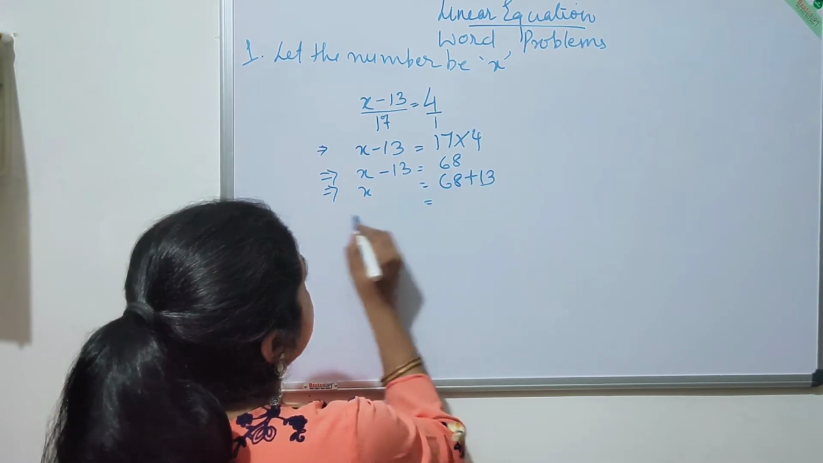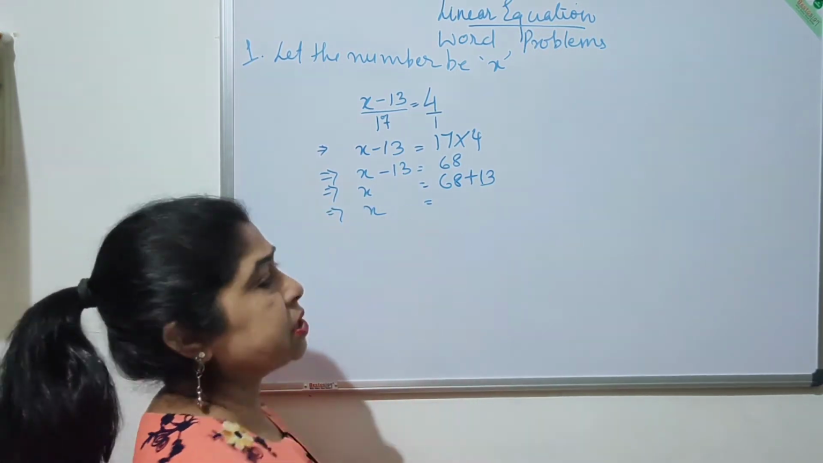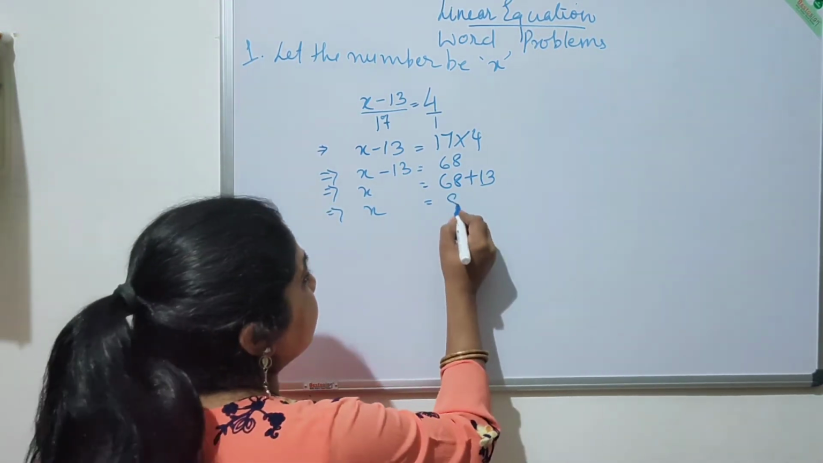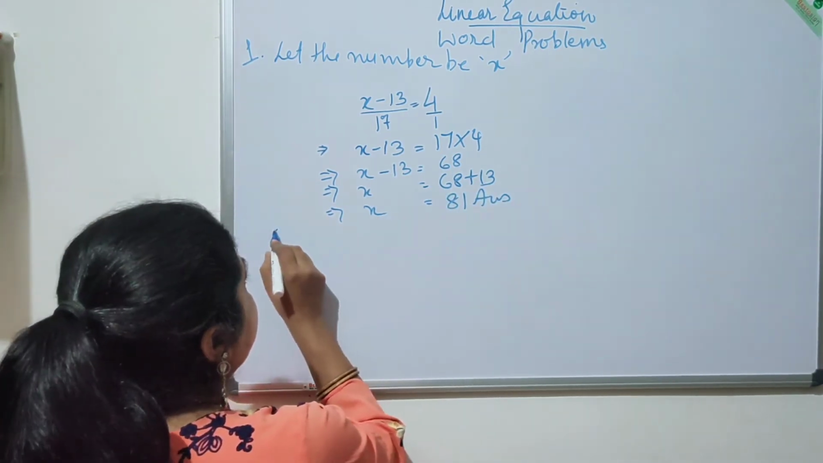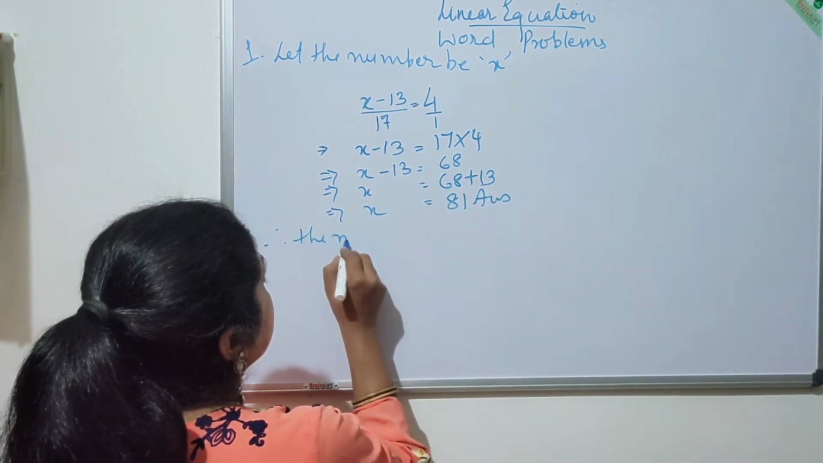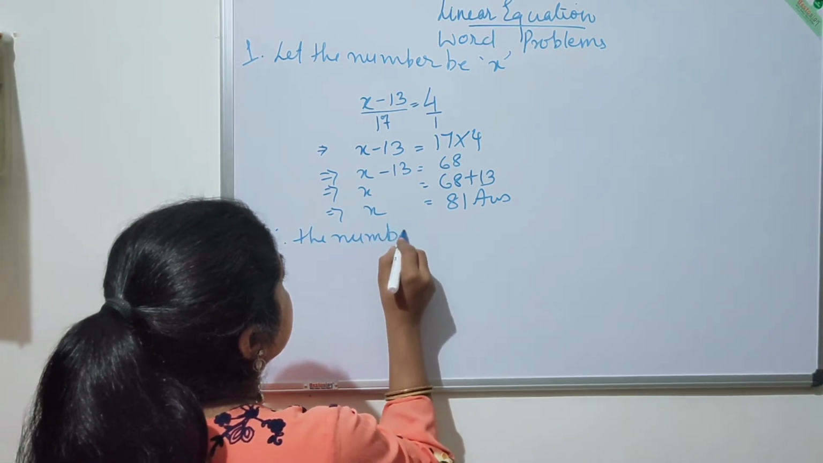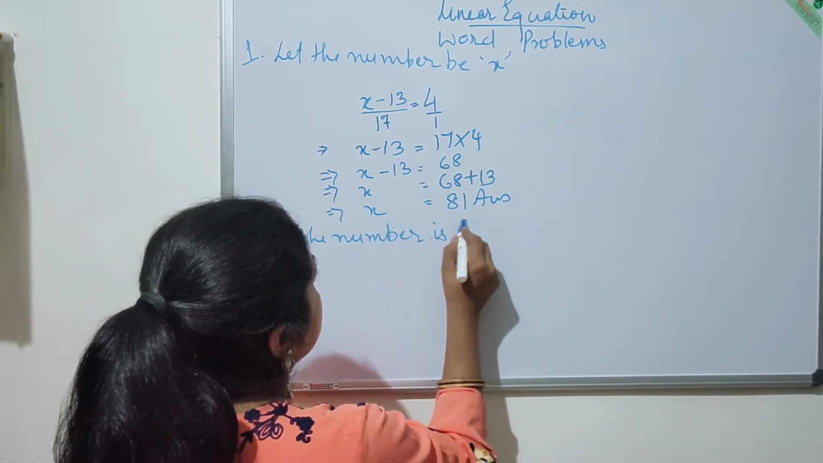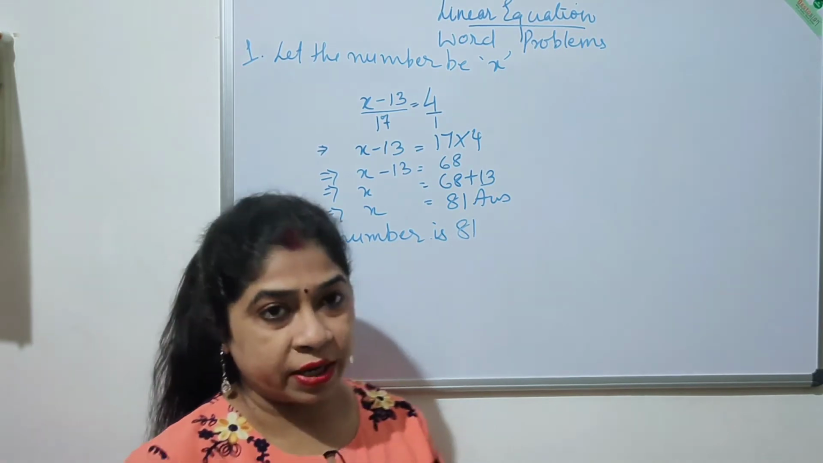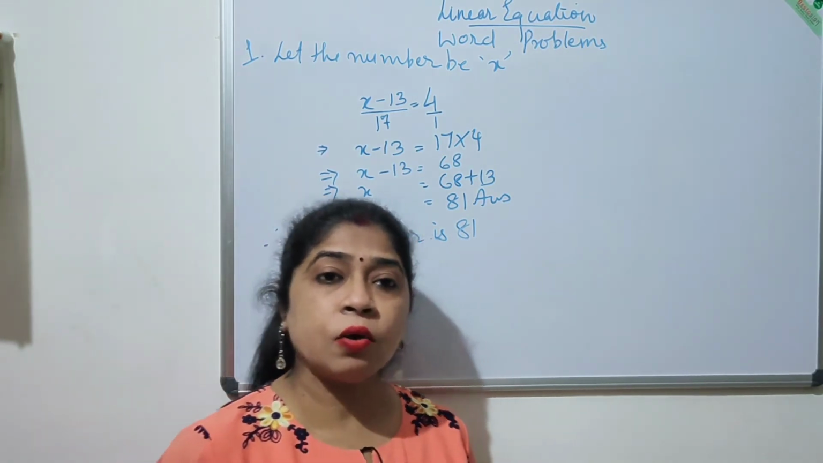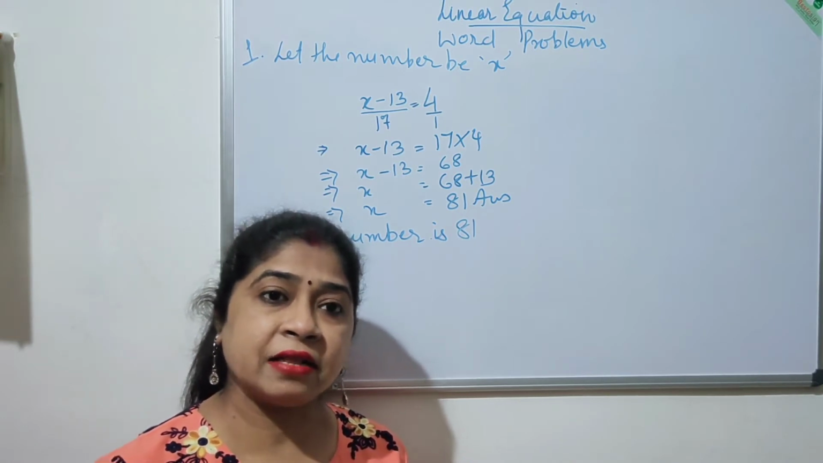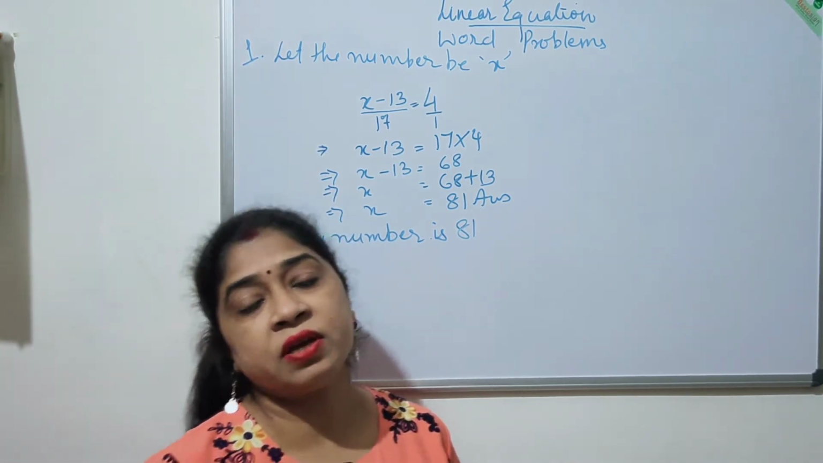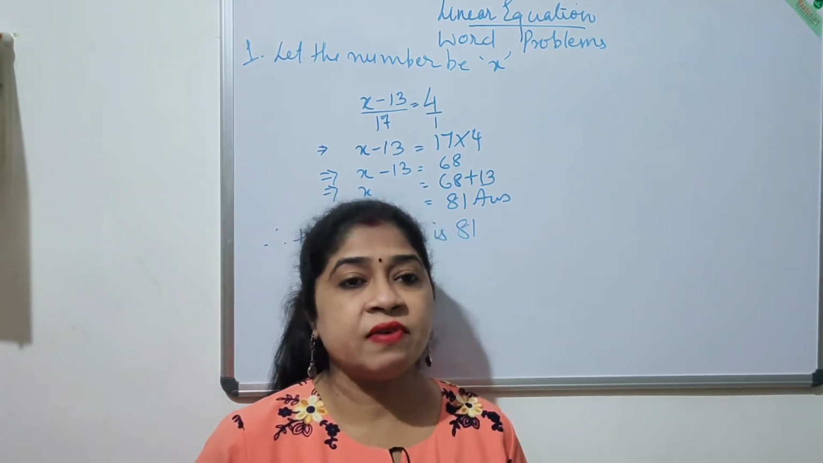Now what is 68 plus 13? 68 plus 13 is 81. So x is 81. Therefore, the number is 81. This is how we have to take the unknown number as x, then form the equation, and then solve to find the value of x.